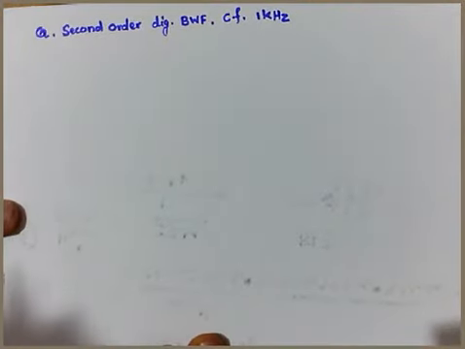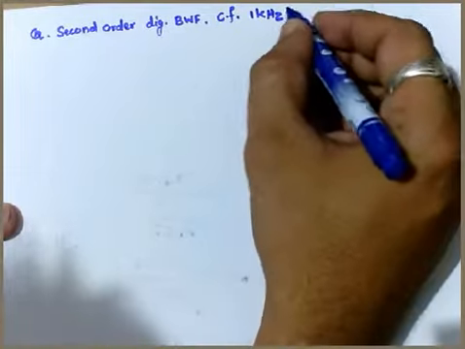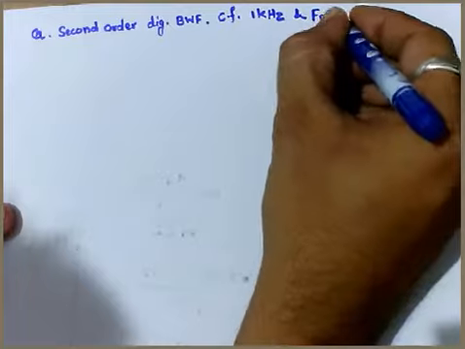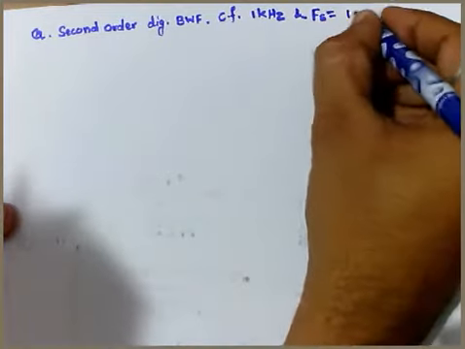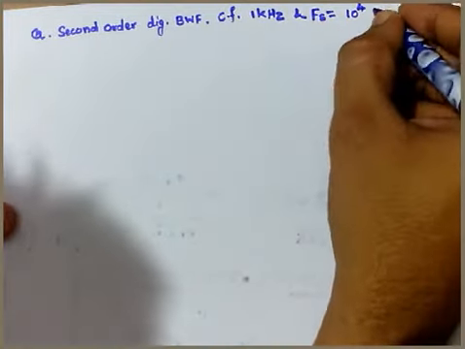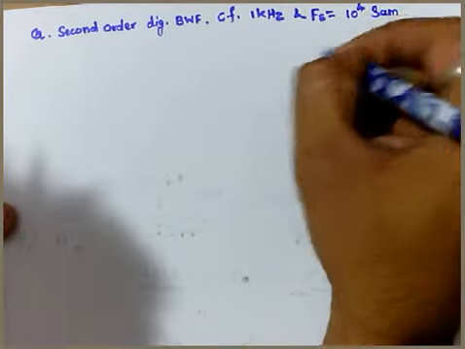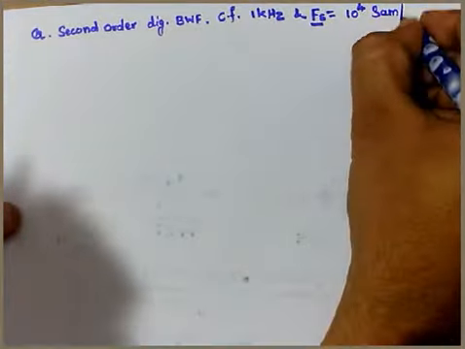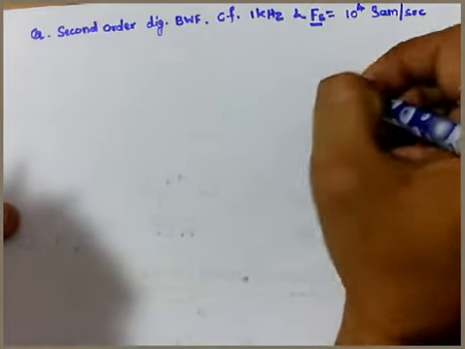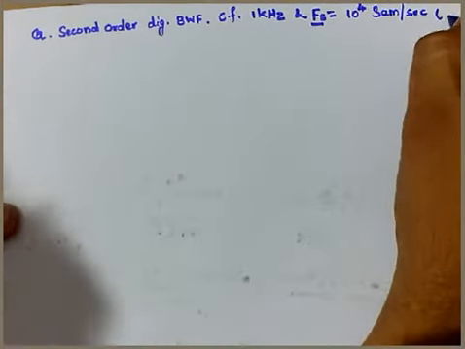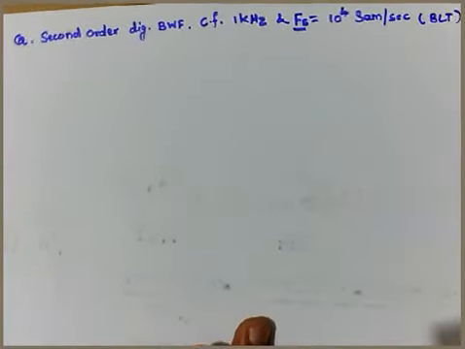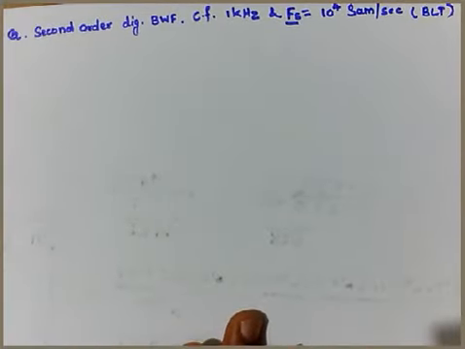So let me write it here. CF, that is cutoff frequency, is equal to 1 kilohertz, and sampling frequency, let's say Fs, is equal to 10 raised to 4 samples per second. I am just writing it in short, samples per second, that is the sampling frequency, and use BLT, that is bilinear transformation, to solve this particular numerical.